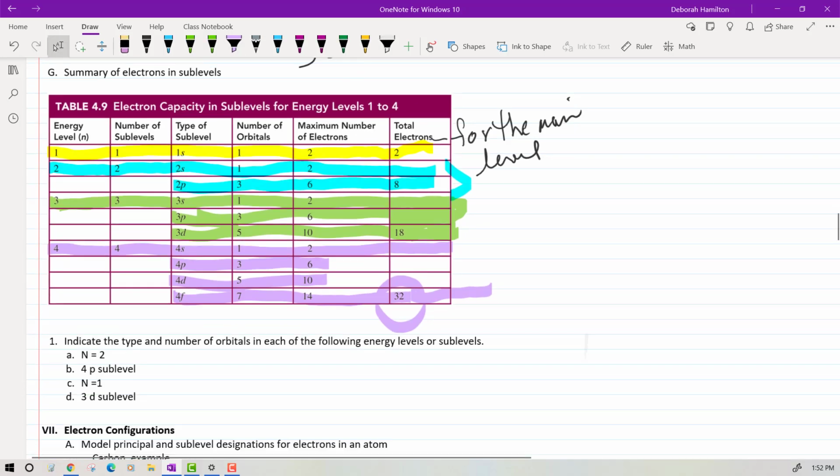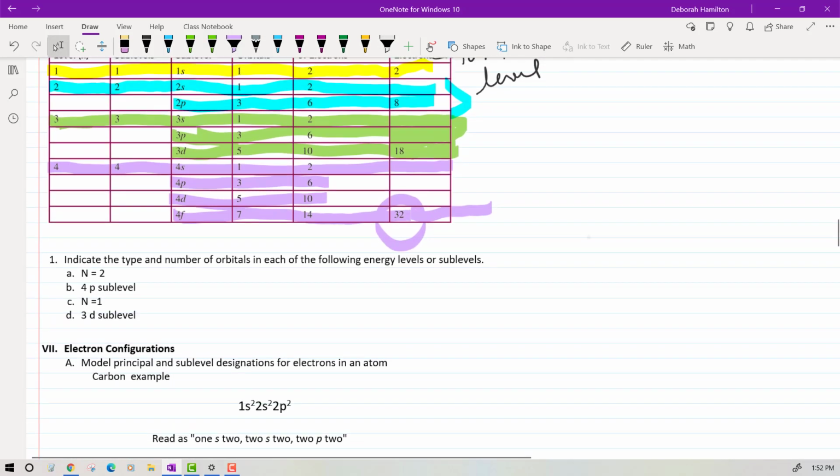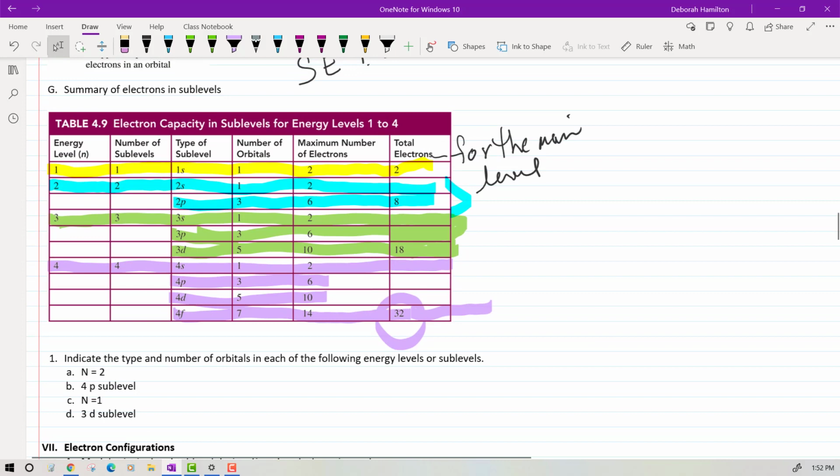And we have a few problems to try before we stop this one. Here it says indicate the type and number of orbitals in each of the following energy levels. If you want to stop at a moment and see if you can answer those questions, we'll come back.